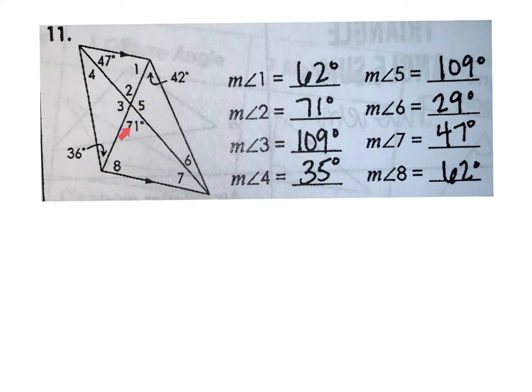So if I have 71 here, that's going to give me 3 and 5 because it's a linear pair to 3, and 3 is congruent to 5 by vertical. So if I subtract these, I'm going to get 109 for 3 and 109 for 5. So as you solve these, you're going to solve the ones that are easiest. Solve the one where you don't have to do anything at all. Use the linear pair to solve for 3 and 5.